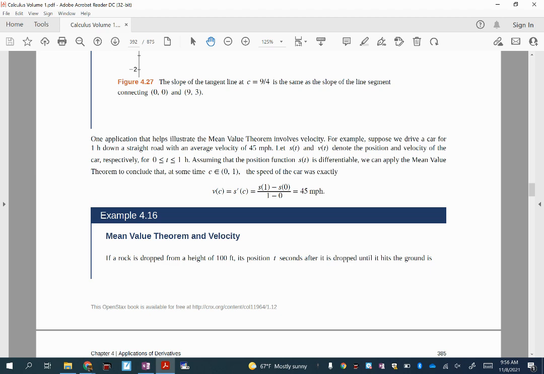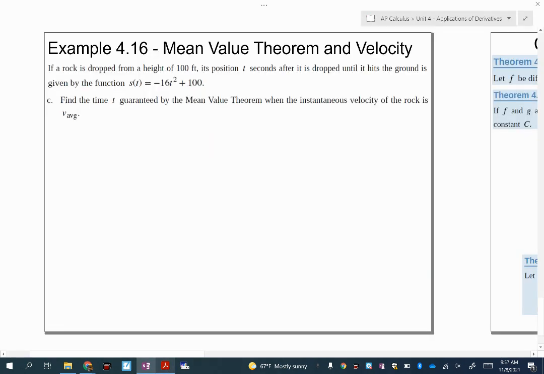But what the mean value theorem states is that because this function is differentiable and continuous over that hour of time, at some point the instantaneous velocity of the car, so when I'm looking at my speedometer on my dashboard, at some point, I don't know when it was, we actually get 45 miles per hour on the speedometer, okay? So that's essentially what we're doing in this problem with this rock.